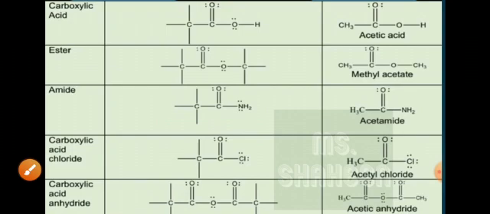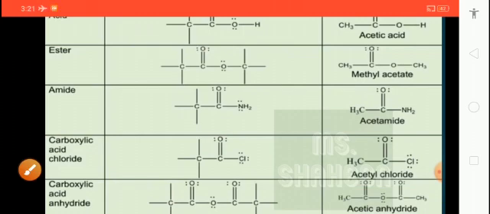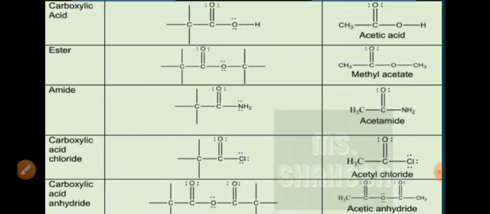Now come to the carboxylic acid. What is the formula of carboxylic acid? When R is attached with the COOH, carbonyl group and attached with the hydroxyl group, it is known as carboxylic acid. And the example of the carboxylic acid which is mentioned here is the acetic acid.